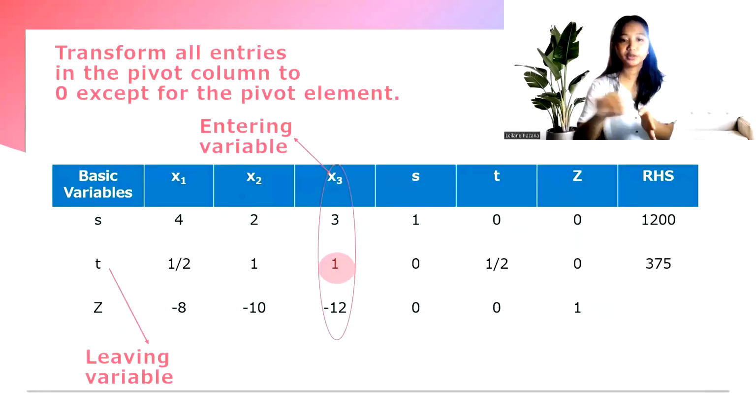So just have to put it here, and we have to determine our entering and leaving variable. So our entering variable is the column where our pivot column is. So that is X sub 3, and our leaving variable is T because it is on the pivot row. So T will be replaced by X sub 3. And now, the most important part is we have to make all the entries in the pivot column to 0. So as you can see, we have 3 and negative 12. So we have to make it 0. So for our first row, 3, we have to make it equal to 0 by adding negative 3.